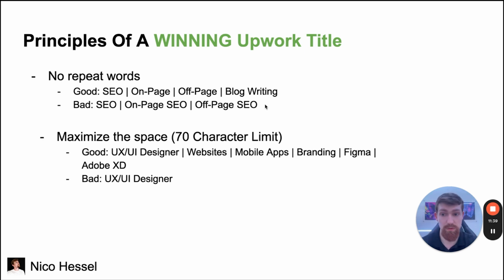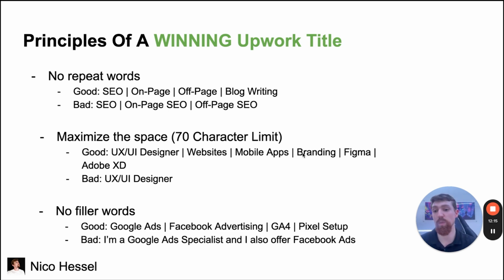Which brings me to number 2, which is going to be maximizing the space. Right now, if we're repeating words, saying the word SEO in our title 3 times, like I already said, that's not going to help us. And we could put in other phrases that would help us show up higher in the search rankings, right? We have a 70 character limit for our title on Upwork. So you can see here, a good example, bad example. A bad example, you don't just want to have your title be UX UI designer. Instead, a much better example would be UX UI designer, websites, mobile apps, branding, Figma, Adobe XD, right?